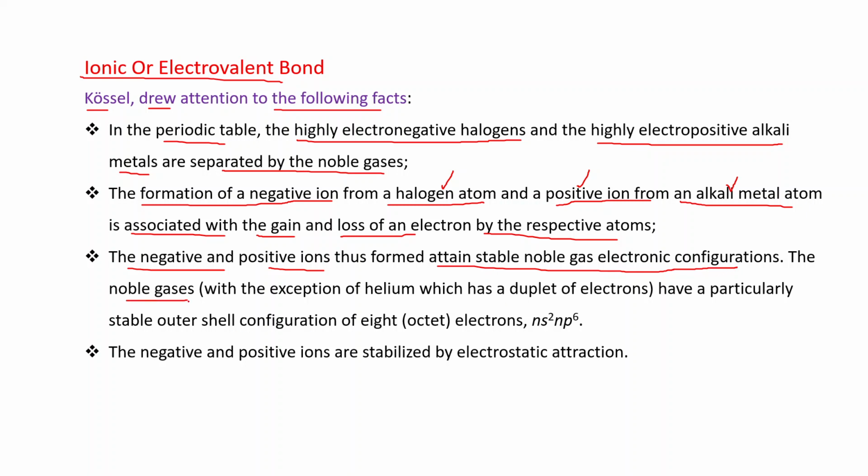The noble gases have a particularly stable outer shell configuration of 8 electrons, and this presence of 8 electrons in the outer shell is known as octet. This is ns2 np6. But helium is an exception. Helium has a duplet of electrons. The negative and positive ions are stabilized by electrostatic attraction.